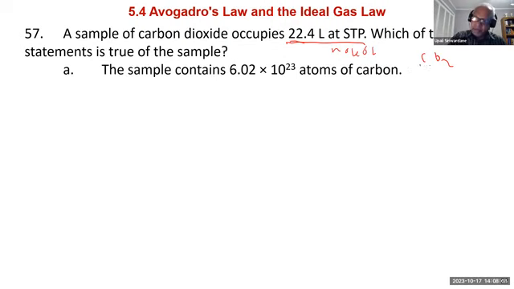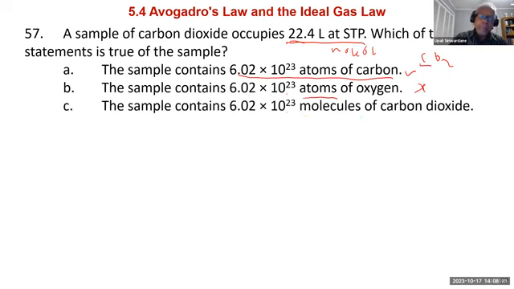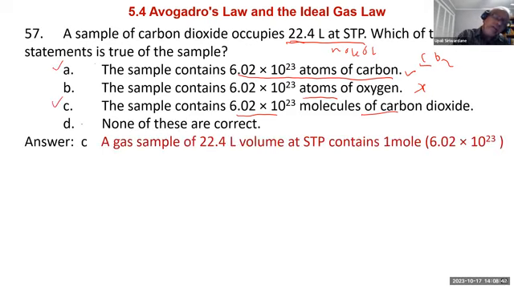1 mole of carbon dioxide has Avogadro's number of carbon atoms. That is a true statement. The sample contains twice this number, Avogadro's number. Therefore, it's not true. The sample contains less molecules of carbon dioxide. That's not true. The true statements are A and C. I gave only C. A is also correct here. The most obvious answer is C. That's why I picked that.